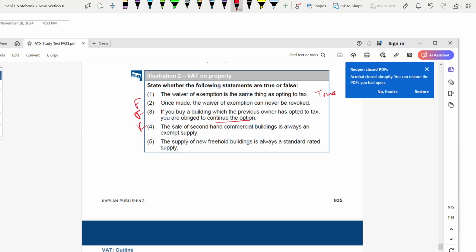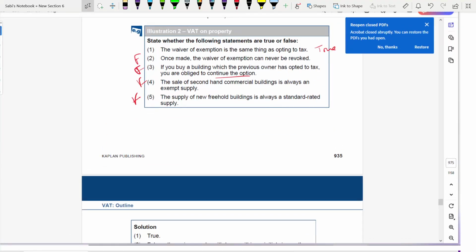Okay. Fifth, supply of new freehold building is always a standard rated supply. This is also false. Why? Because the building could be residential or charitable use. The building could be for residential or charitable use. In that case, the sale will be 0 rated. Obviously, you will not get a question on ATX on this true or false. It is just to make your understanding better, that what you have studied till now, you are understanding and are able to apply.